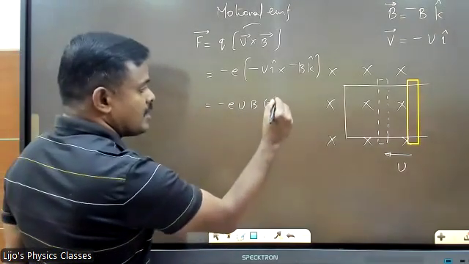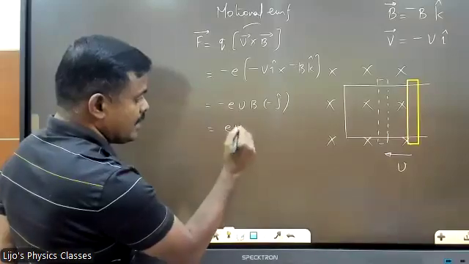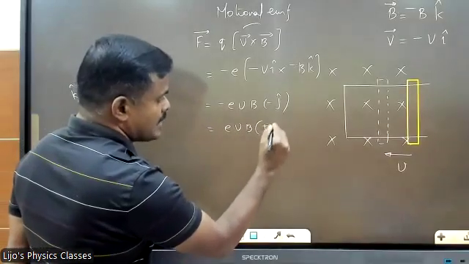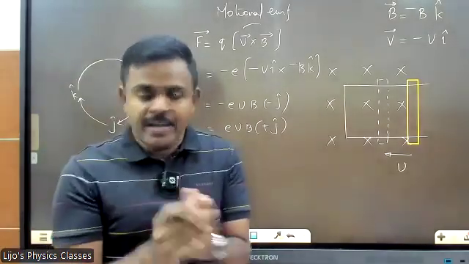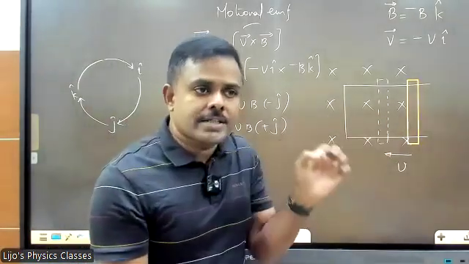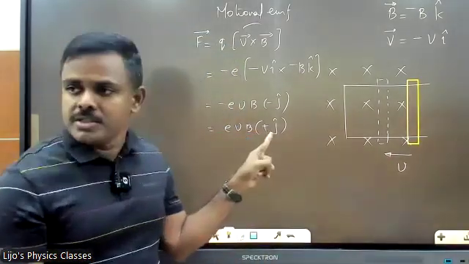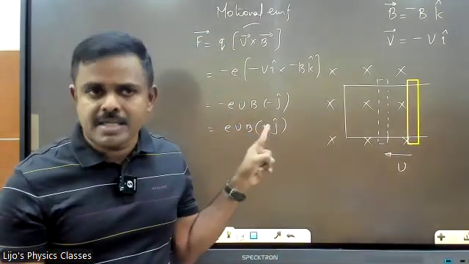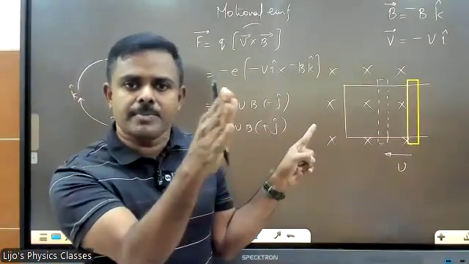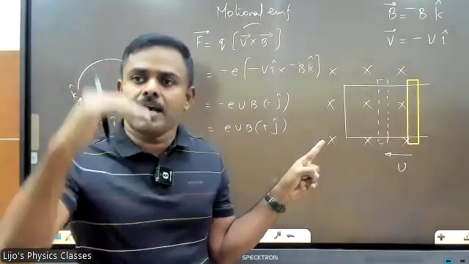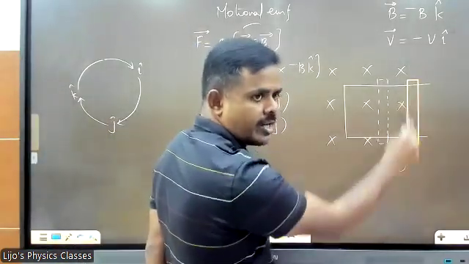So minus j. You can take this minus along with this. Tell me what you get. eVB into minus into minus, plus j cap. So my point is very simple. When you do this, the electrons will have a force. What is the direction of that force? Plus j cap. Plus i cap is to the right, minus i cap is left, plus j cap is up. So electrons will experience a force in the upward direction.